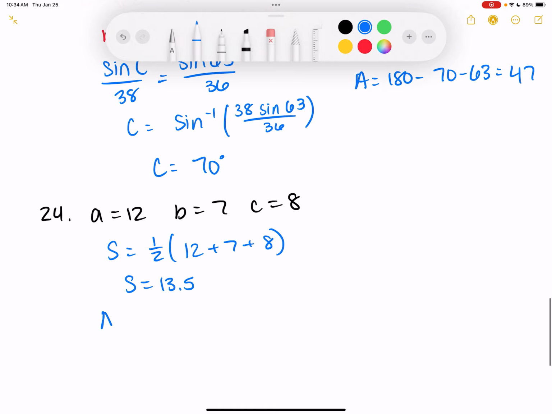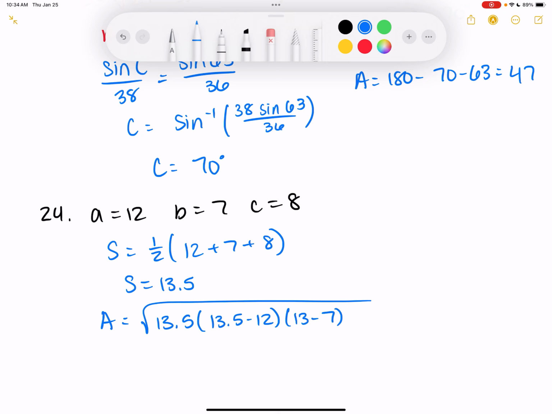So then, area is the square root of S, so 13.5, times 13.5 minus 12, so minus A, times 13.5 minus B, which is 7. Oops, not 13, 13.5. And don't round on these or you'll get the wrong answer. So you can't round the S value. And then 13.5 minus 8. There we go. And we'll still just go to the nearest whole number for these for the answer.